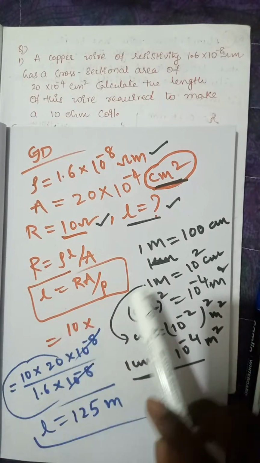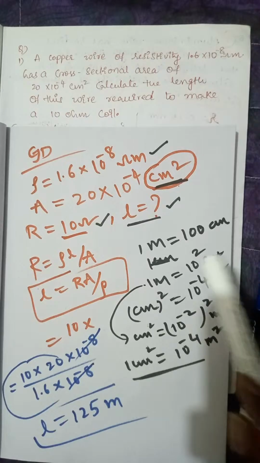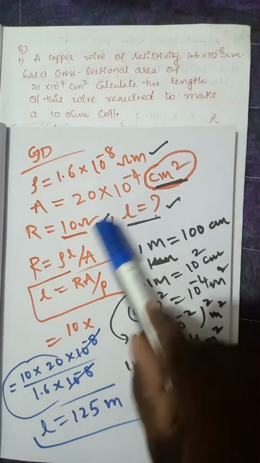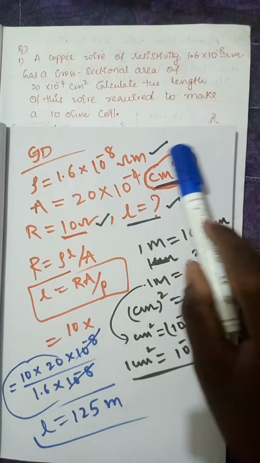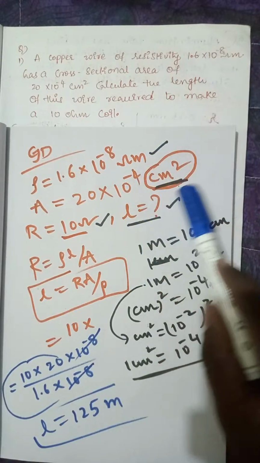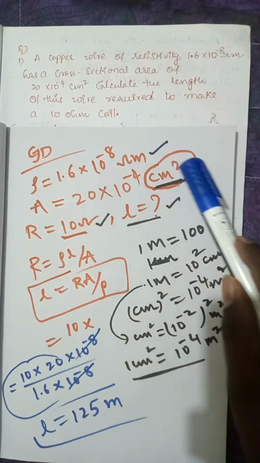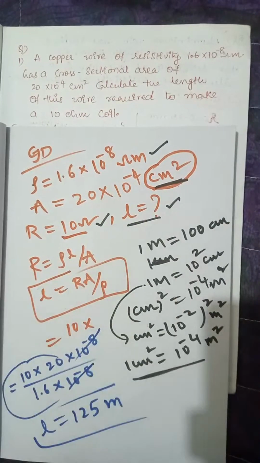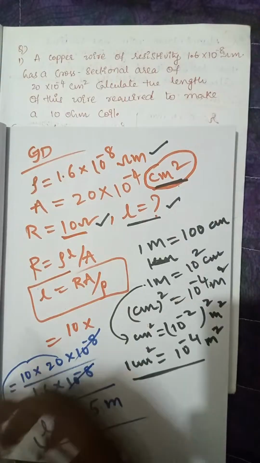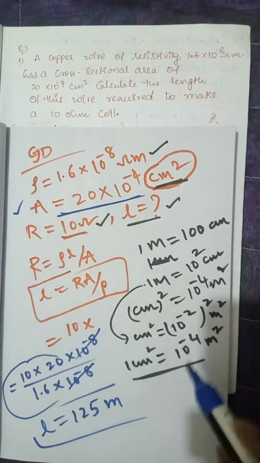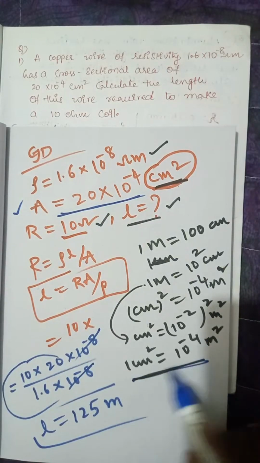Okay, so now substitute here. One more point here: you have to check whether all units are in one system or not. Here you can check, this is a different system. The remaining are all in the SI system, but the area is in the CGS system. So we have to convert this into the SI system, that's why I'm converting like this.